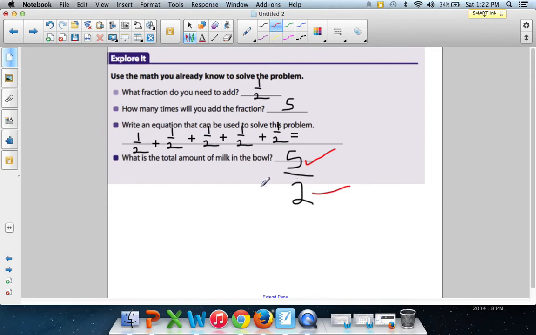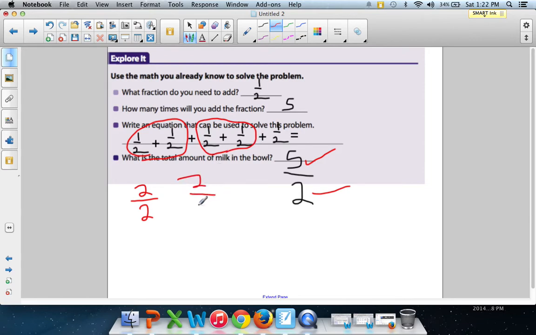So let's go ahead real quick and take a look at one little addition at a time. What is 1 half plus 1 half? 1 half plus 1 half is 2 halves. And you should stop right there. You know why? Because look, the numerator and the denominator are the same thing. How about this right here? 1 half plus 1 half. That's going to be another 2 halves.